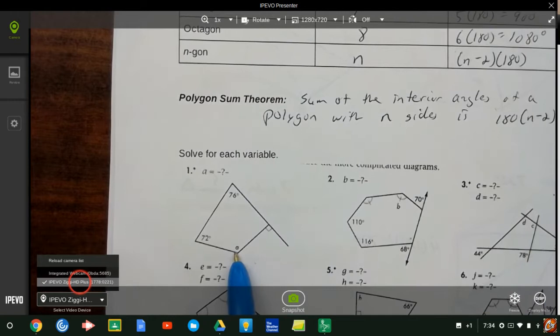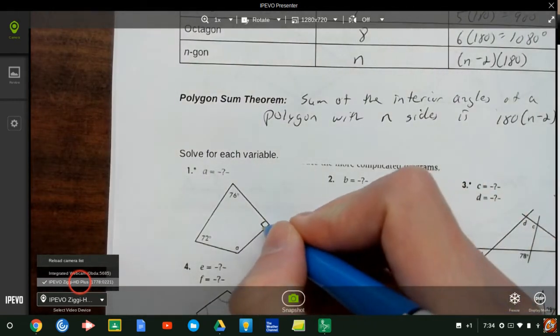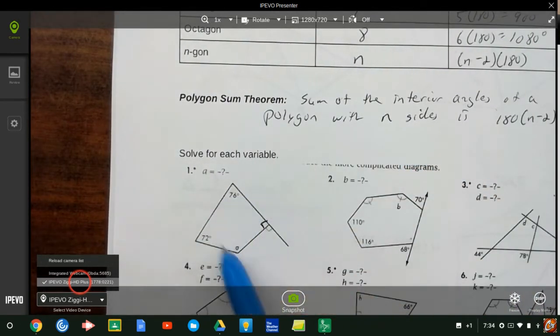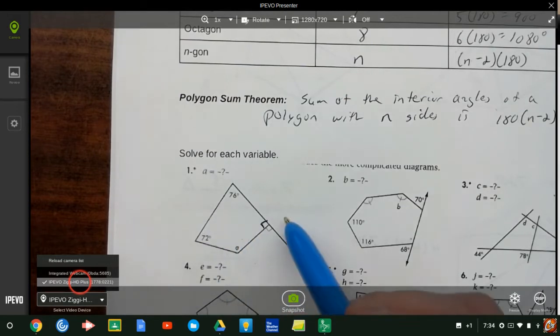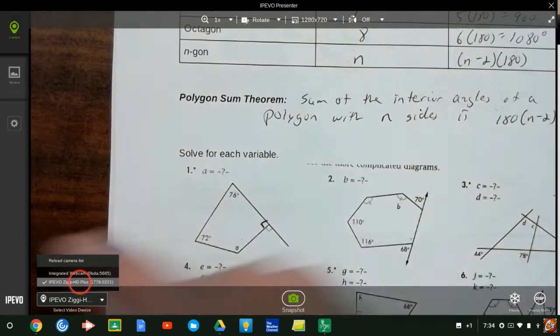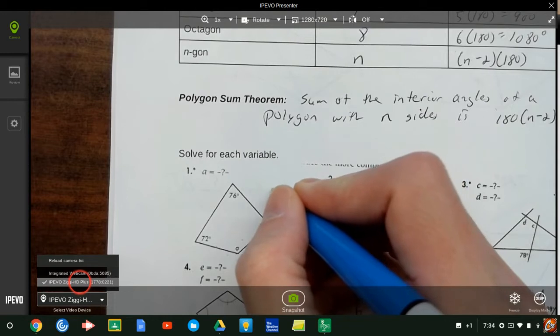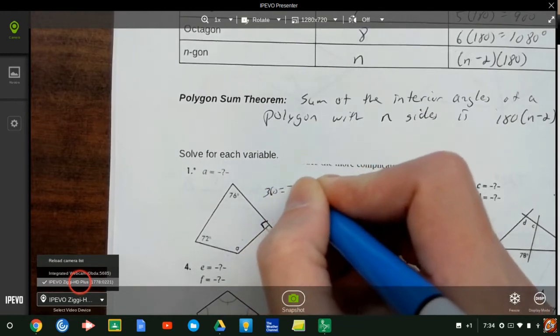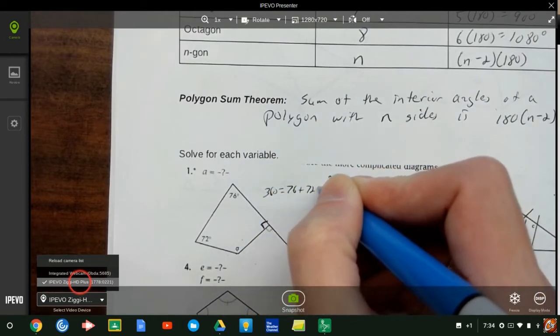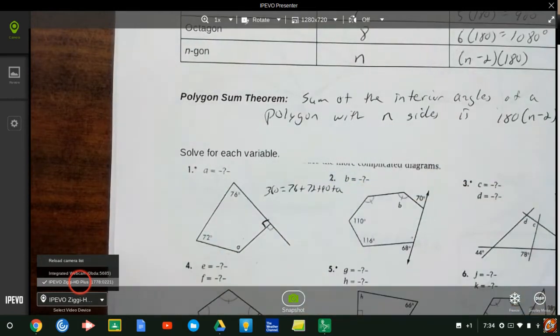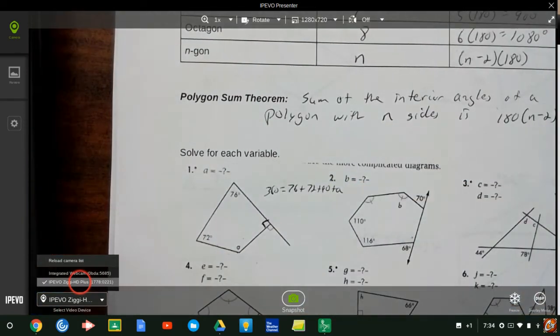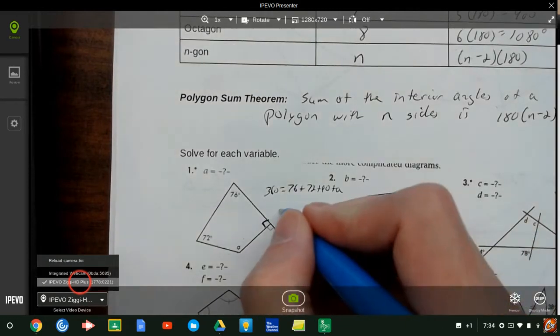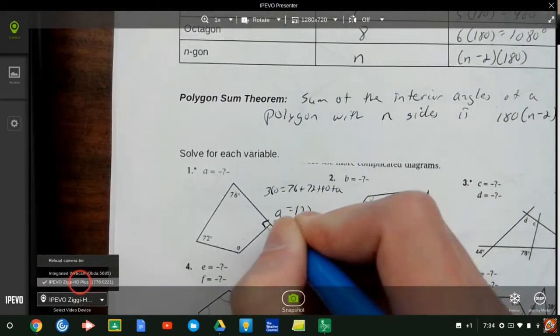I want to solve for a here. Well, I know I've got 90 degrees here. It's a quadrilateral, so I know that's 360. So I can just do, right now I have 360 has to equal 76 plus 72 plus 90 plus a. So 76 plus 72 plus 90, and minus that from 360, I get that a is 122.